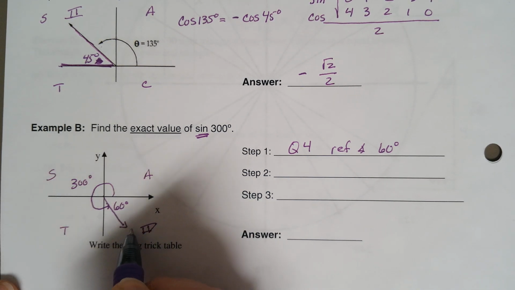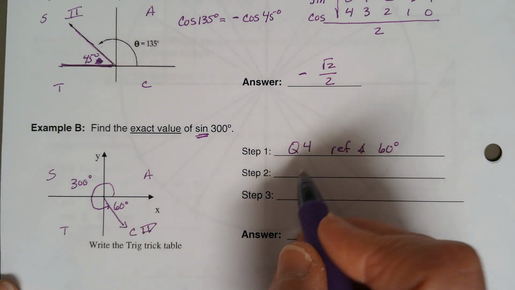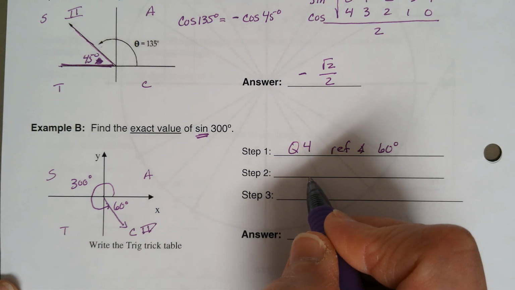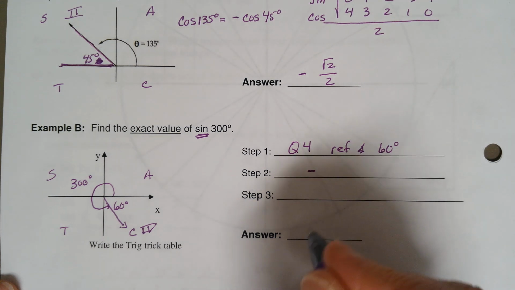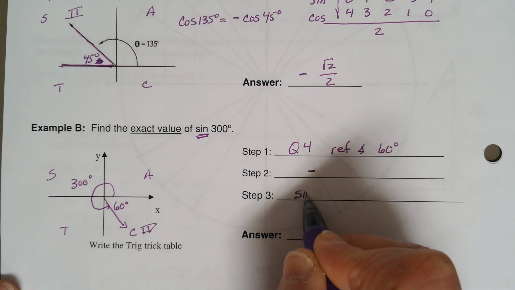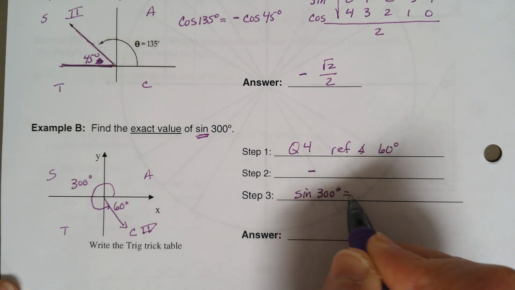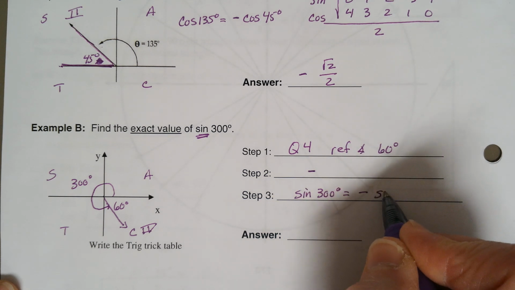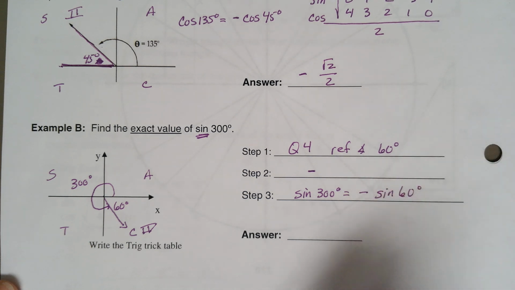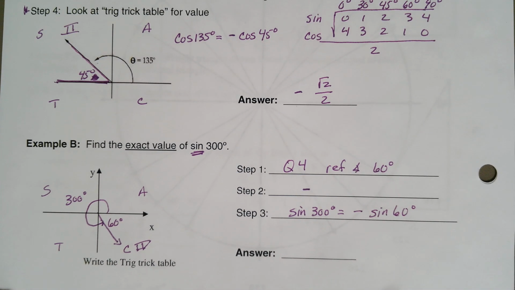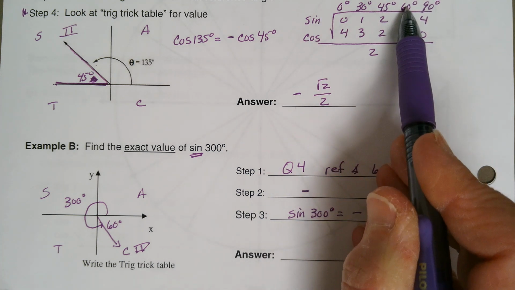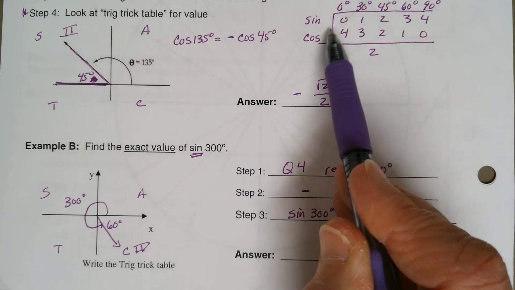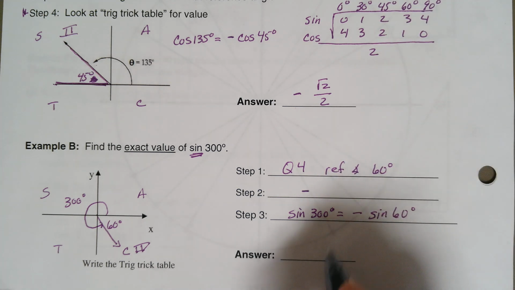All students take chemistry, right? So we're in quadrant 4 where the sine is going to be negative. So sine 300 is equal to negative sine 60. And now we look at our trig table. Sine of 60 degrees is square root of 3 over 2. So negative square root of 3 over 2.